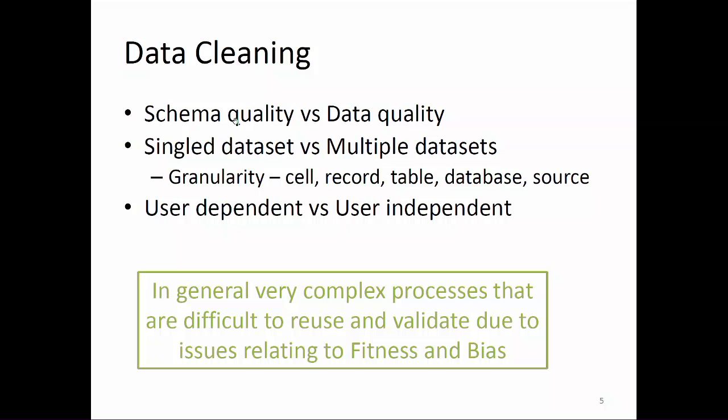So what do we mean by schema quality versus data quality? How many of you know what a schema is? How many of you have taken any course in databases? You? Okay. And how many have no idea? Oh, Thomas.